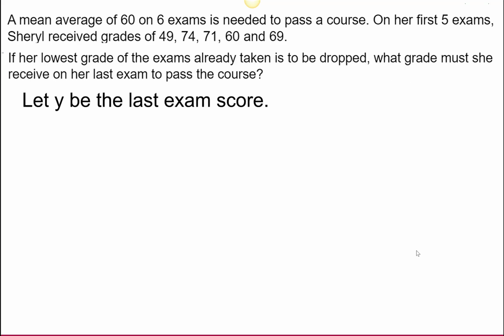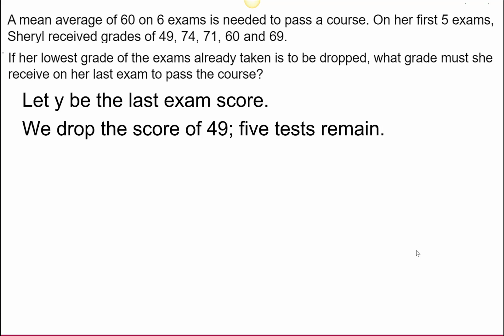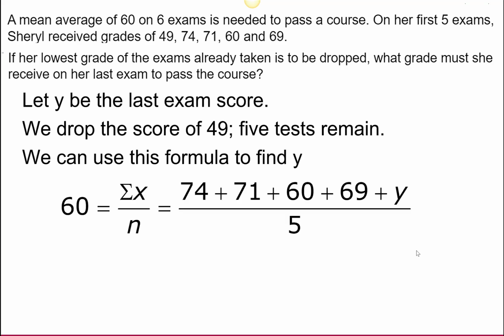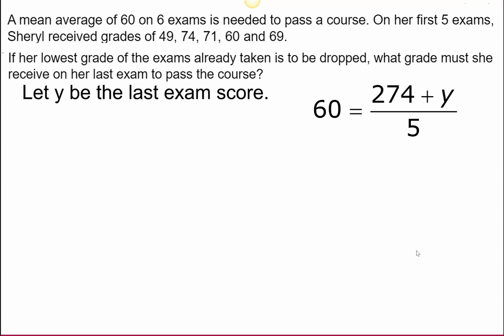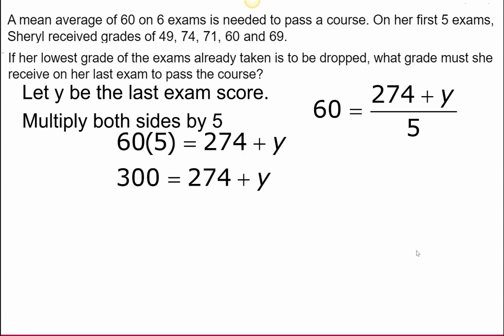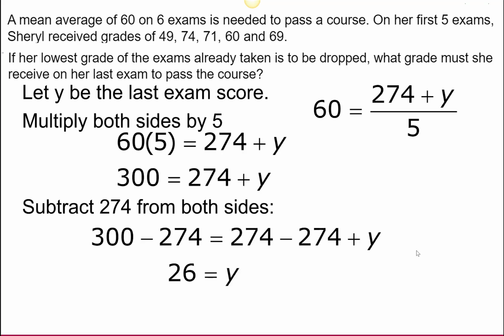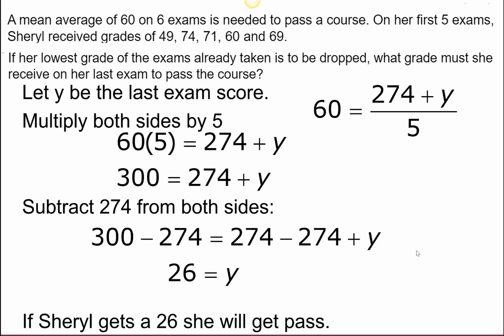Now, what if the lowest test score is dropped? What grade does she need to pass the course? So we're going to drop the test score of 49. We have 5 test scores left, and we're going to find the last test score. And for passing the class, remember, she only needs an average of 60. So likewise, what we did before, we're going to multiply both sides by 5, subtract 274 from both sides. So she needs a 26 on the last test in order to pass the course.